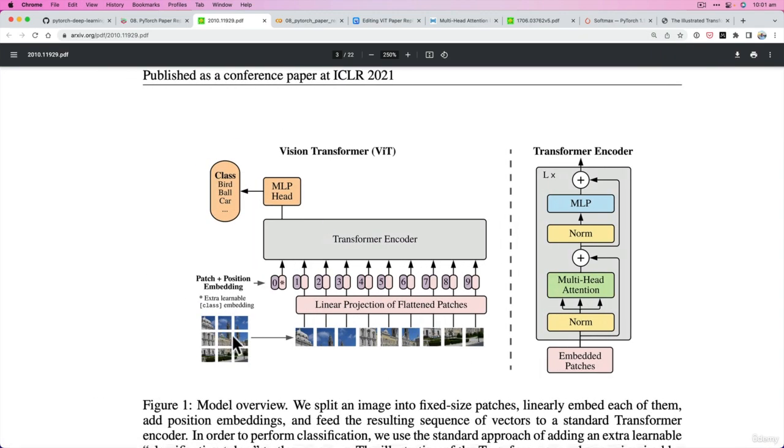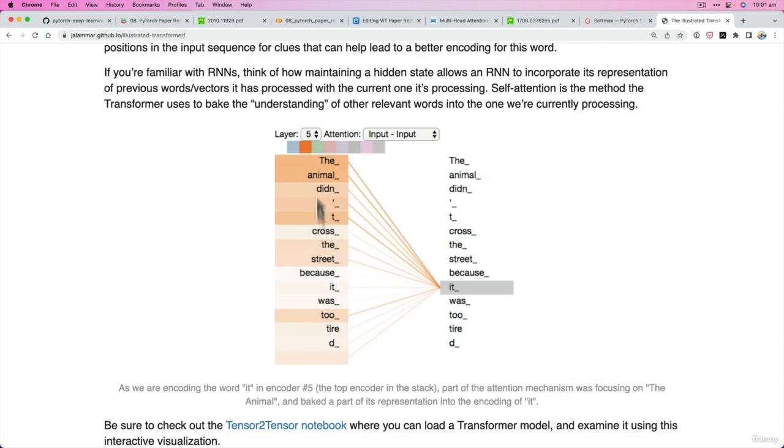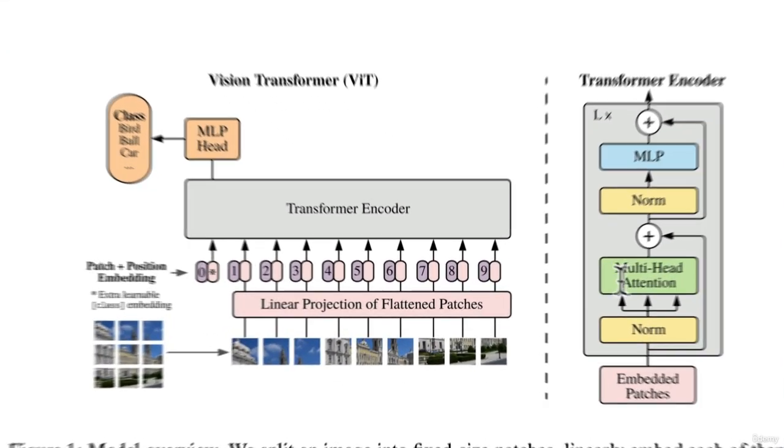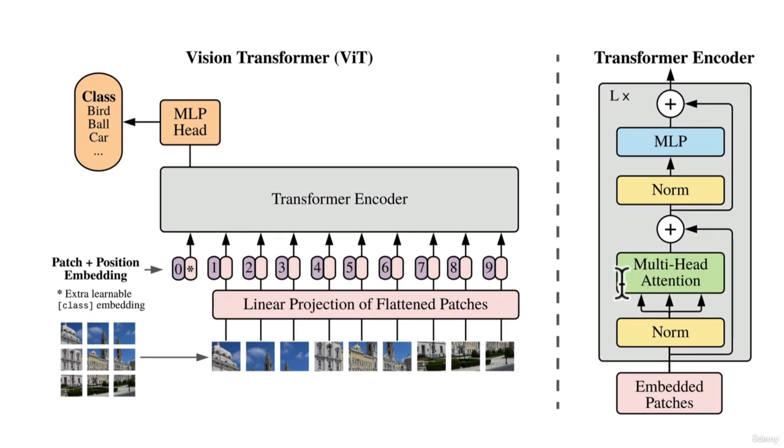We have turned our image into a linear projection of flattened patches. So you could imagine this as a series of tokens or a series of words in a string. So we've essentially turned our image into a sequence of words. Now we want to use the self-attention mechanism, or the multi-head attention mechanism, so that each patch knows which patch to pay attention to on a high level.